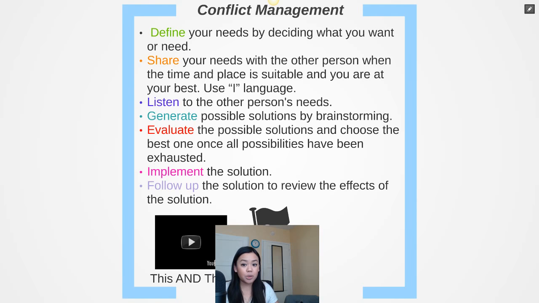Use I language when you are sharing your needs. We talked about I language in a lot of other chapters. We talked about it in chapter 8 when we talked about sharing emotions. We talked about it in chapter 4 when we talked about perception checking. So it is so important to master that I language and take responsibility for your perceptions, your emotions, and your needs here.